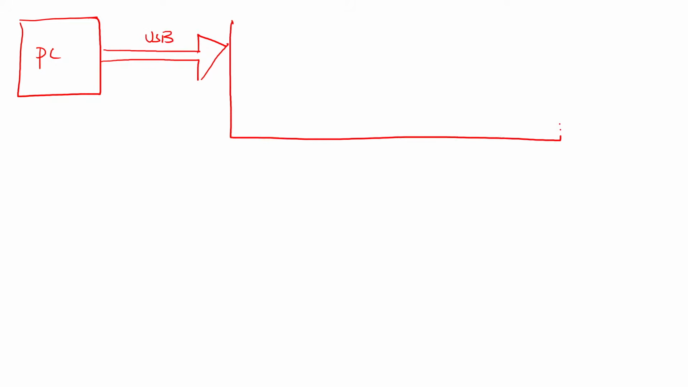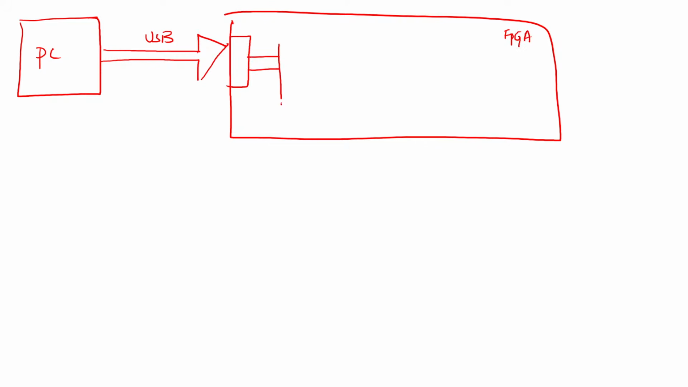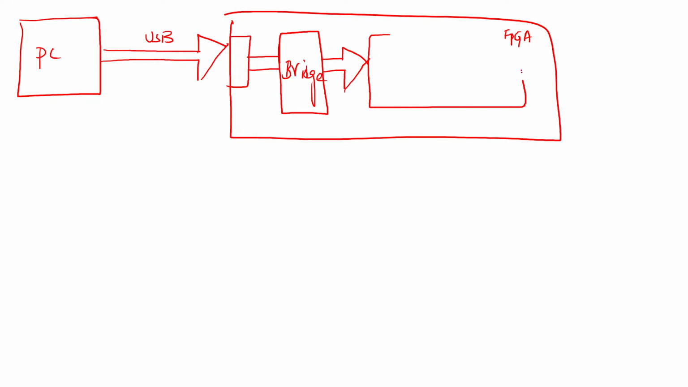Let me show you one more example. This is my PC, and via the PC I have the USB interface, and this is my FPGA. From this, I'm going to have a bridge. This bridge converts the USB signals into UART signals. And here we are going to develop our UART receiver, which is going to receive these UART signals.